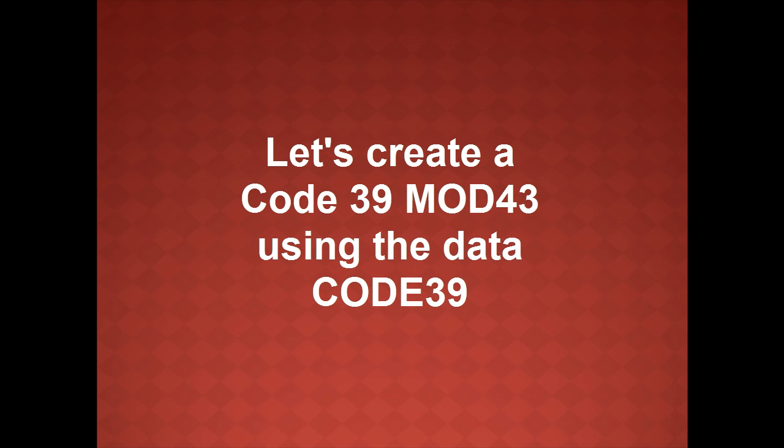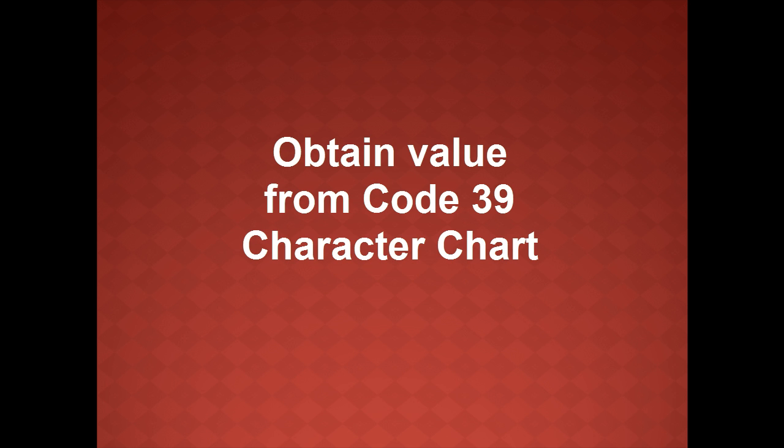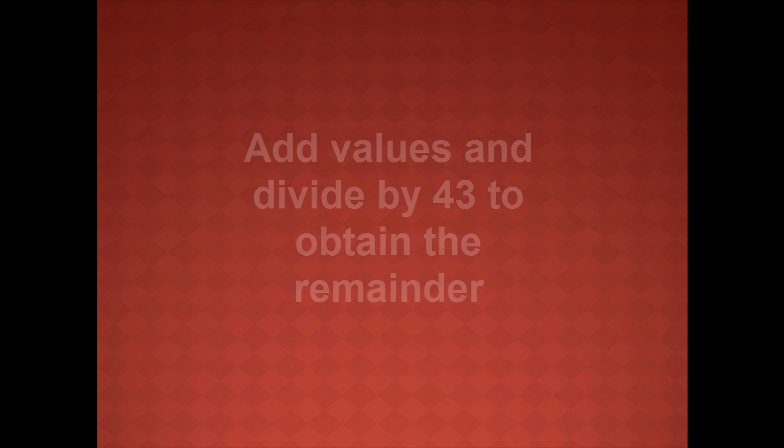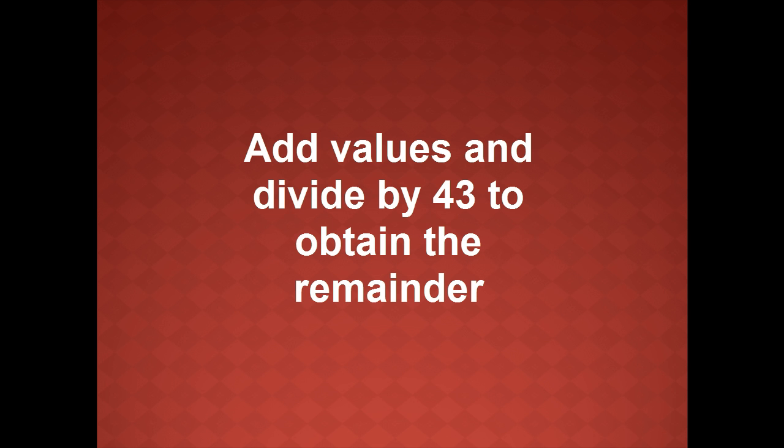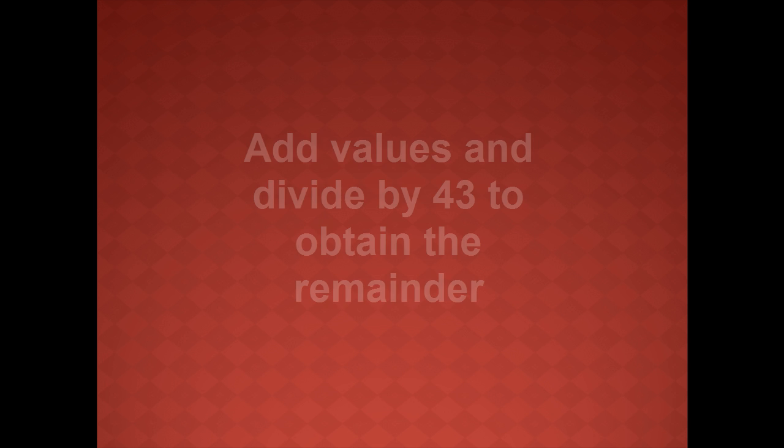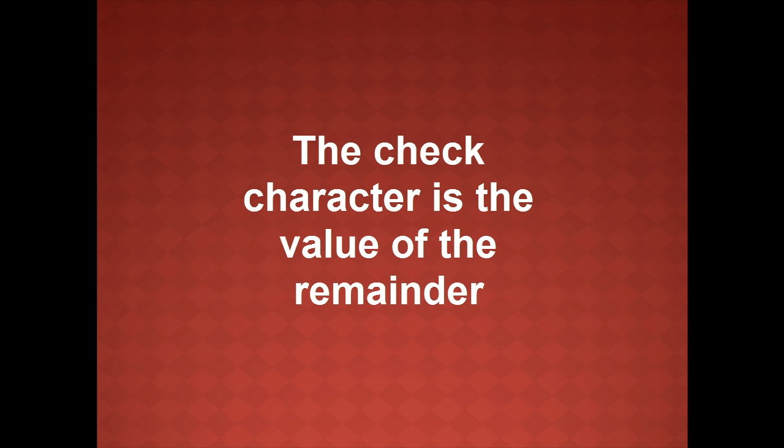Let's create a Code 39 barcode with a MOD43 check character using the data CODE39. First, we will use the Code 39 character set to obtain the number value for each data character. Next, we will add all of these values together, then divide the total by 43 and obtain the remainder. The check character is the value of the remainder.